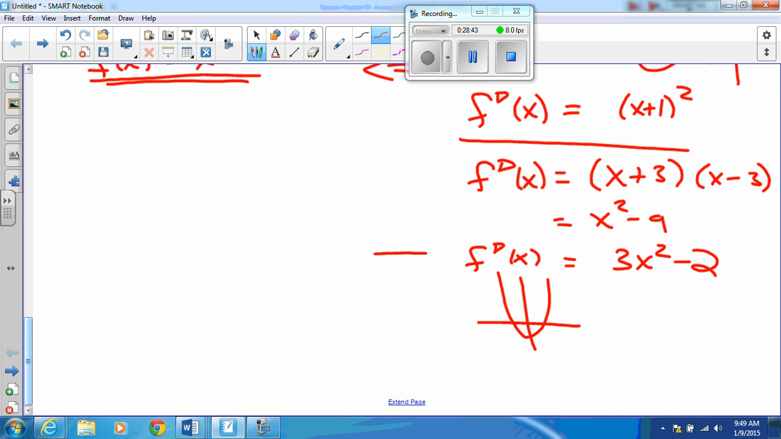Okay. Let's work with just this one. If this is my derivative, what is the original function?